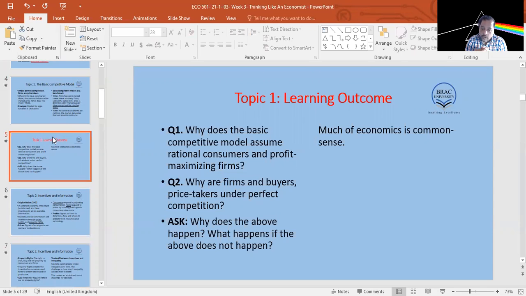Why does the above happen? What happens if the above does not happen? So, if we ask the question why not, we will probably be able to answer the question why. And much of economics is common sense.